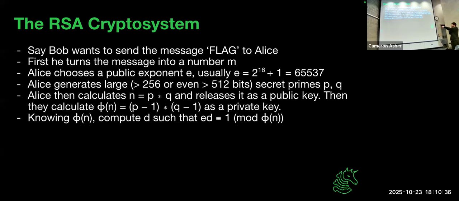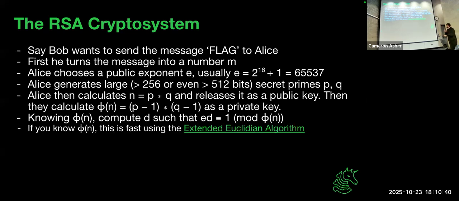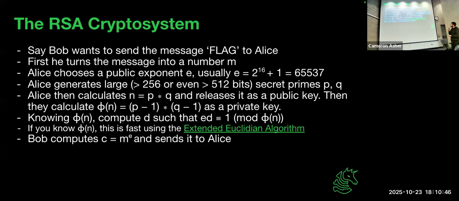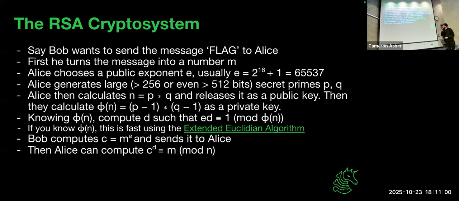So Alice then computes d with ed is 1 mod phi n, and you can do this with the extended Euclidean algorithm. We won't cover that. So now Bob, he has n and e, so he can compute c, which is the ciphertext. The ciphertext will be m to the e mod n, and he can send it to Alice. Then Alice can decrypt the message just by taking c to the d.